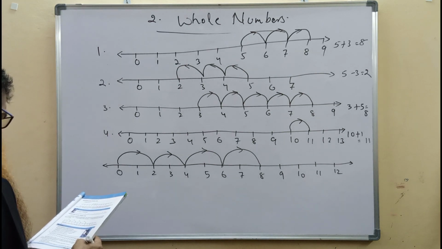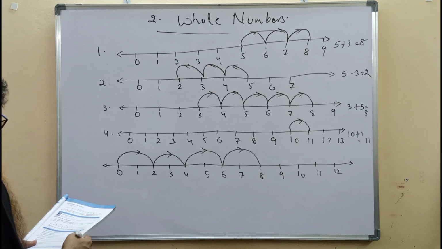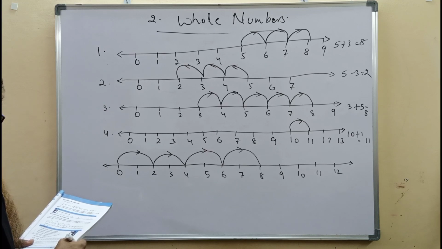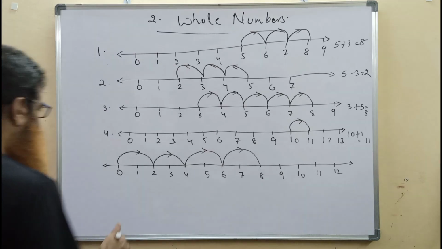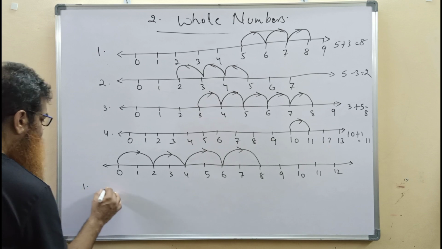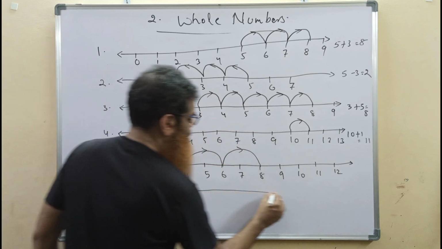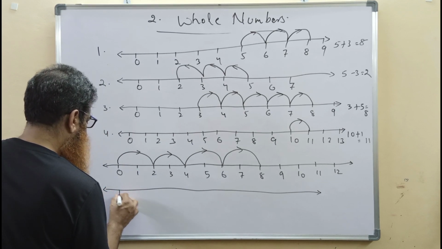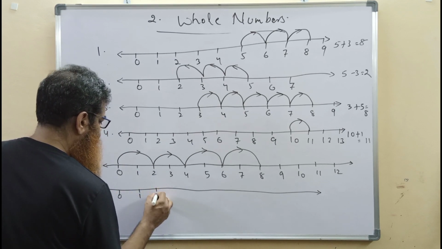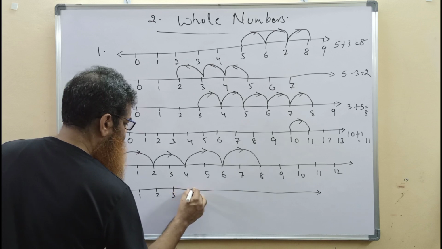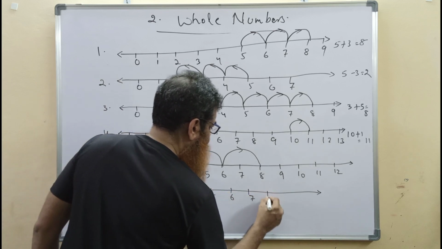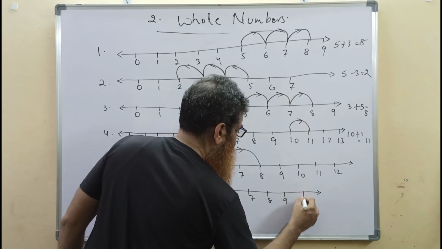Okay. Try these on page number 17. Find the following by using number line. What number should be deducted from 8 to get 5? On the number line, first one, we have a number line here. Begin from 0 as we are in whole numbers. Topic is whole numbers. 5, 6, 7, 8, 9, 10.